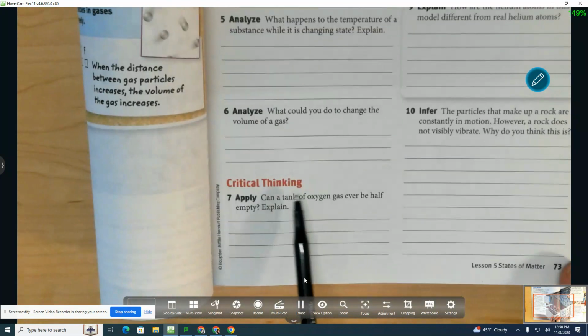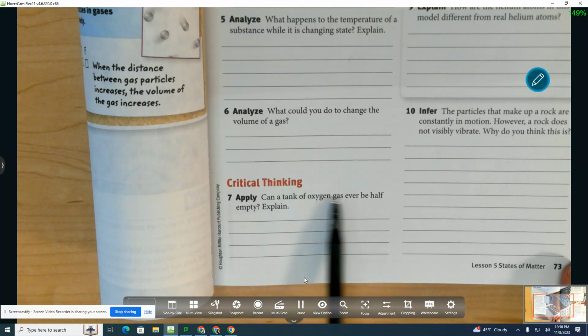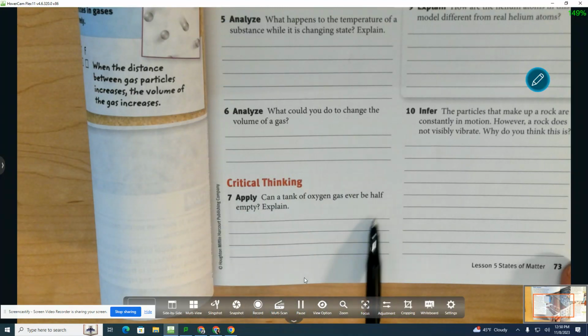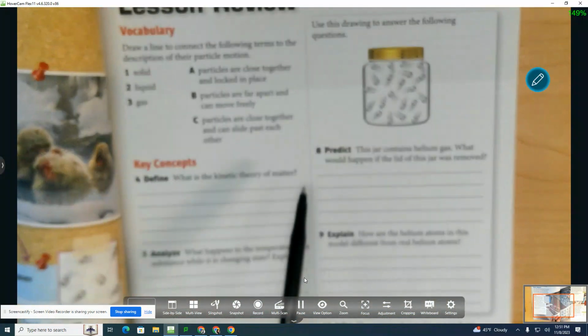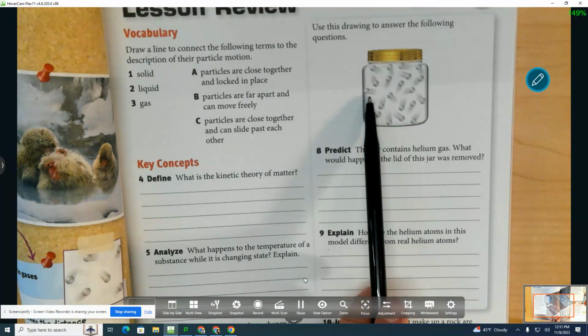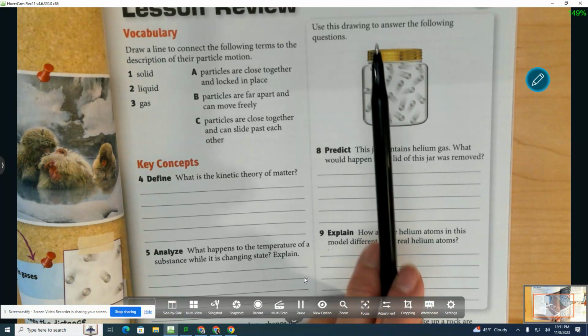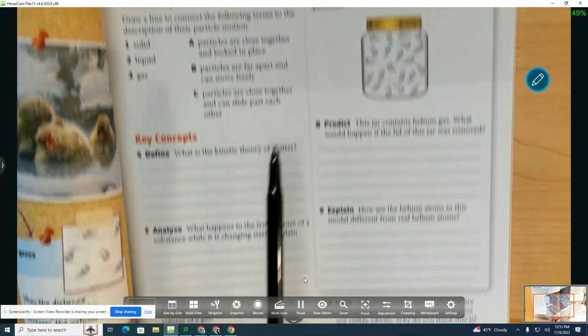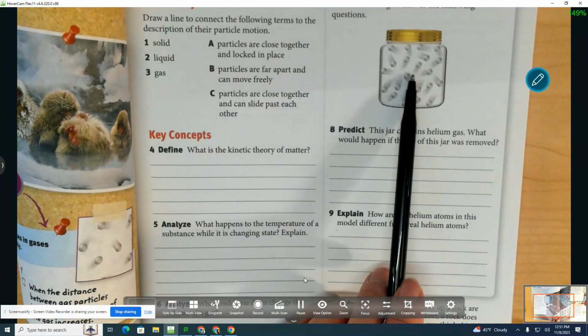Number 7, can a tank of oxygen gas ever be half empty? Think about what particles of gas do. Do they spread out? Are they going to take up the entire tank, or can they condense and still be gas and only be half full or half empty? Number 8 and 9, this jar has helium gas. What would happen if the lid of this jar was removed? So what if we took off the lid? What would happen? How are helium atoms in this model different from real helium atoms?